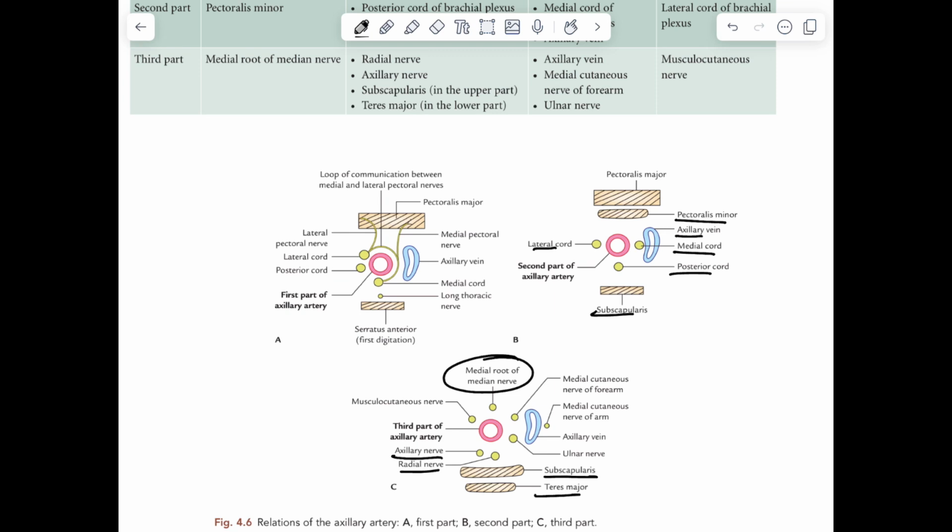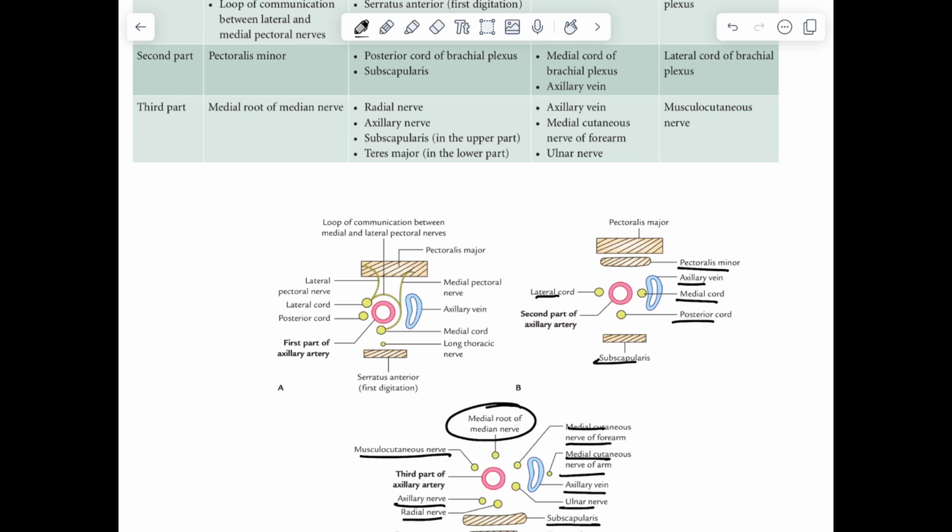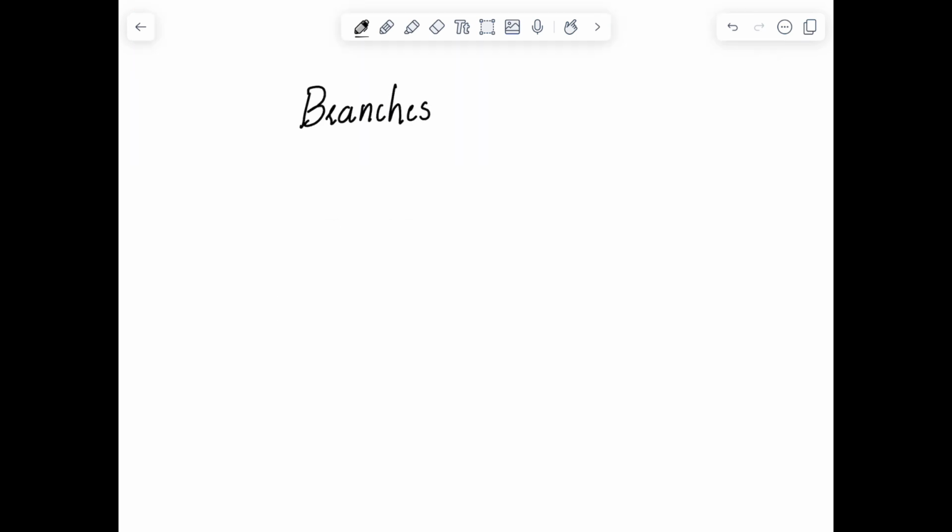What do we have medially? We have the axillary vein, the ulnar nerve and the medial cutaneous nerve of the forearm. These are the medial relations. And laterally there is the musculocutaneous nerve. So, we've seen the relations of the axillary artery. Now, what are the branches of the axillary artery?